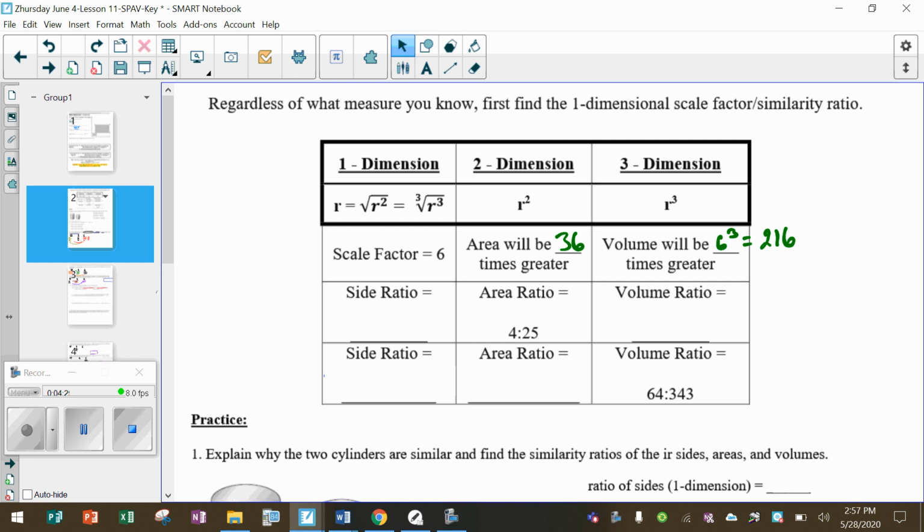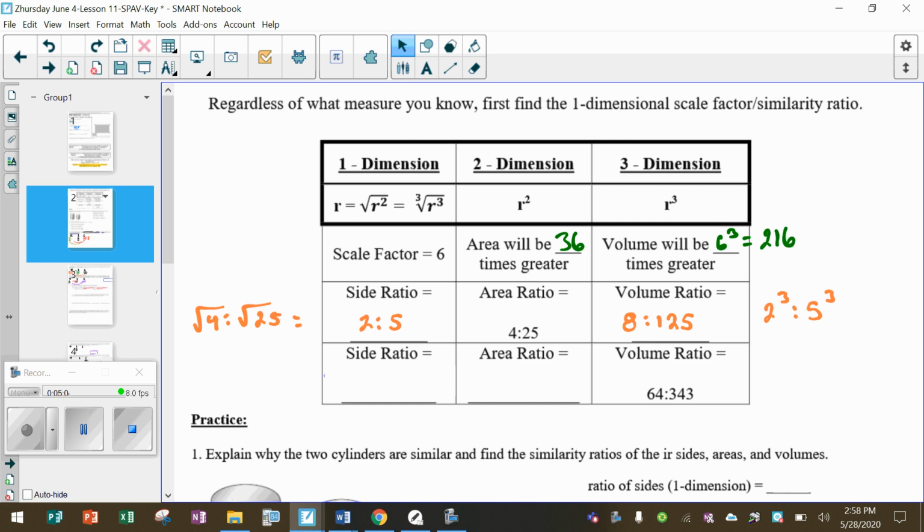So, to get from a two-dimensional ratio to a one-dimensional ratio, we are going to square root. So, if I square root the ratio of 4 to 25, I get a side ratio of 2 to 5. Once I have the one-dimensional ratio, I can take that and cube it in order to get the three-dimensional or volume ratio. So that means for this particular shape, if the area of the bases were in the ratio of 4 to 25, then the volumes of the shape would be 8 to 125.